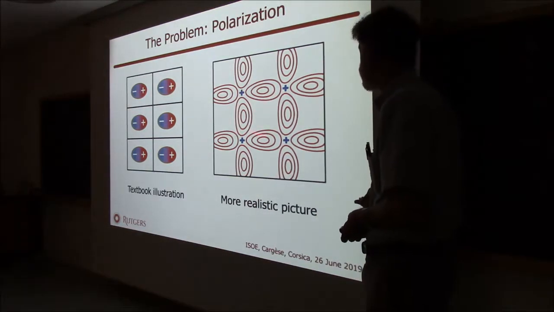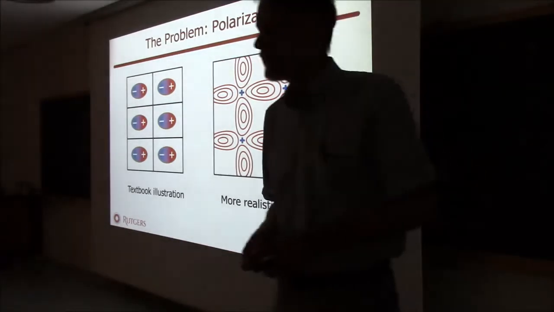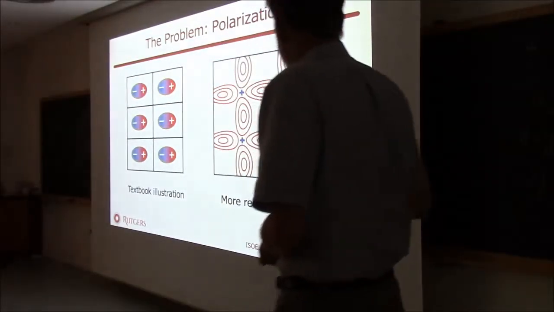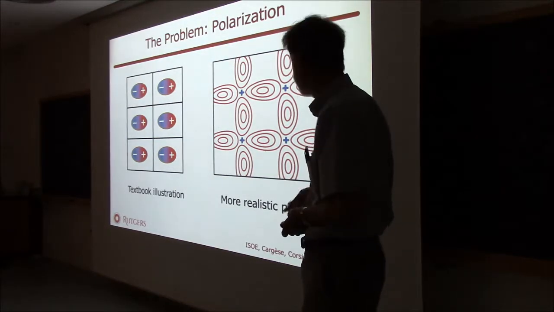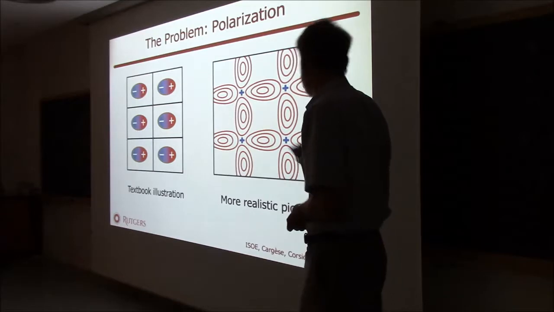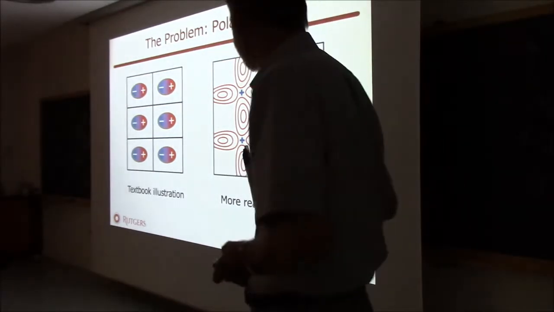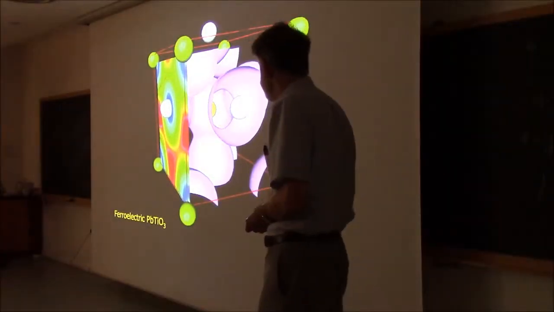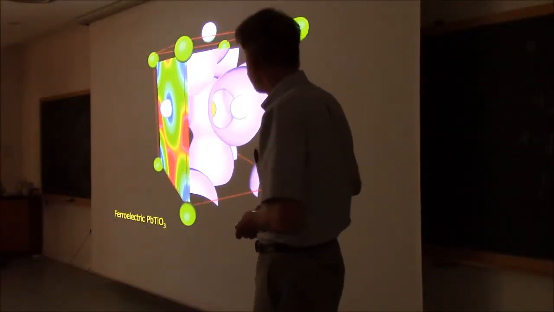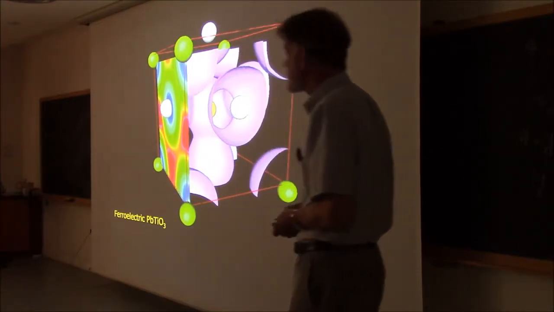Real materials have the nuclei as point positive charges, but the electrons are distributed in these quantum mechanically distributed charge clouds. This is sort of a contour map, and I've drawn it with some distortion so that you can see in this case there's some polarization to the left or right based on symmetry, but how would you calculate that?